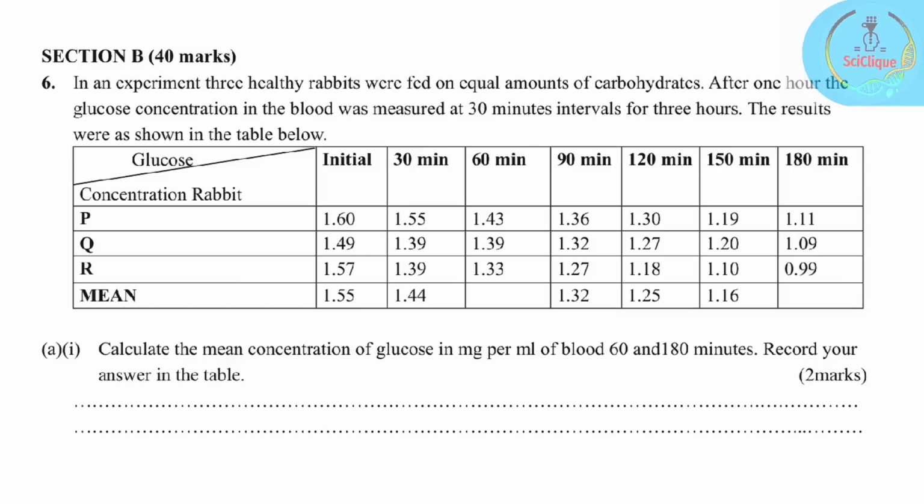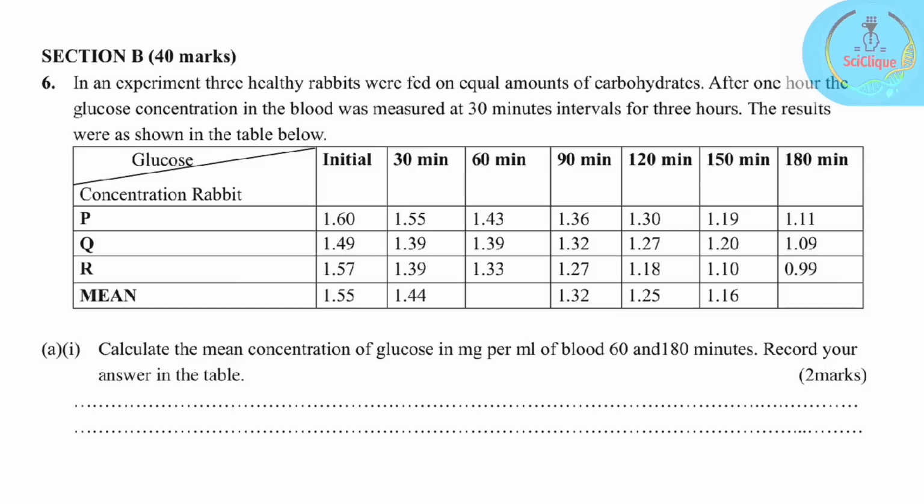Now let's look at the table. So over here, we have rabbit P. Now this is the initial. So what is the initial? It means that this is the concentration of glucose that was measured in this rabbit 1 hour after it had been fed carbohydrates. Okay, so actually initial for all three was taken 1 hour after they had eaten. And they had eaten the same amount of carbohydrate. So that is not a factor. They ate the same amount of food, the same type of food. But if you look at their initial values, they differ from one rabbit to the other. Okay, we'll come back to this.